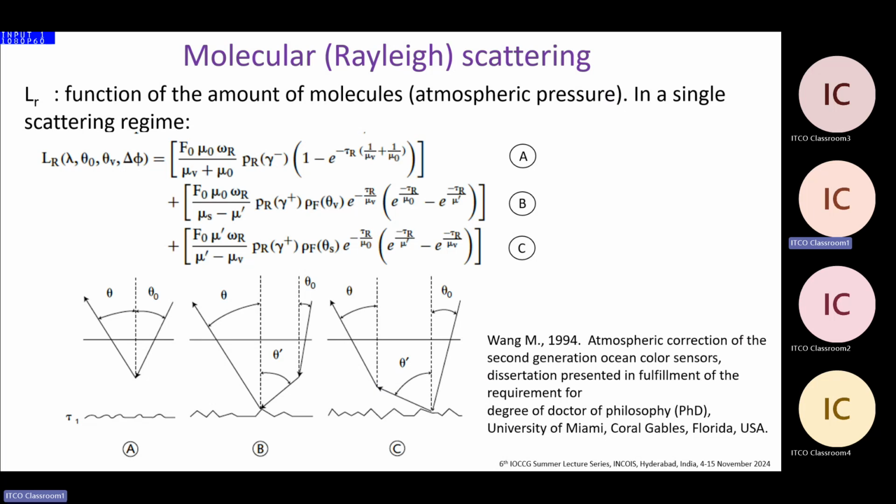That has been used quite a bit in the early days of ocean color. And again, what you have here, you recognize the optical thickness, the mu are the cosines of the angles, view and sun. This omega is the single scattering albedo, and F naught is the extraterrestrial irradiance. And then the P_R that you have here is the phase function, and the rho_F is the reflection coefficient at the interface of the terms B and C.